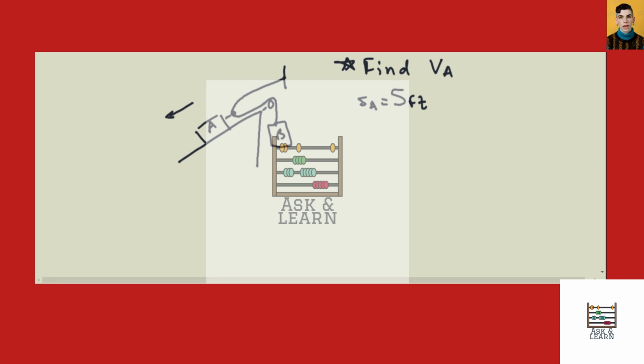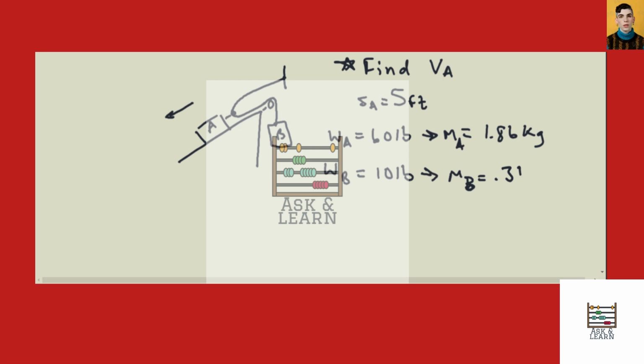And of course, we're given the weight of block A, and that's 60 pounds, and we can convert that to mass by dividing by 32.2 feet per second squared. So our mass A is 1.86 kilograms. The weight of block B is 10 pounds, and we can convert that again. So we get MB is equal to 0.31 kilograms.